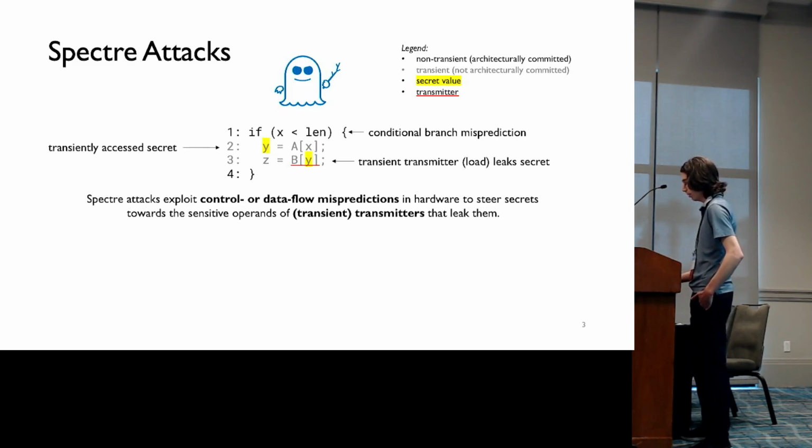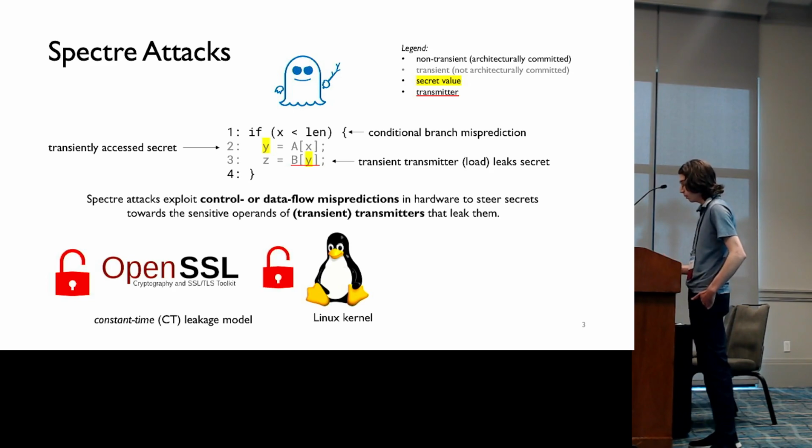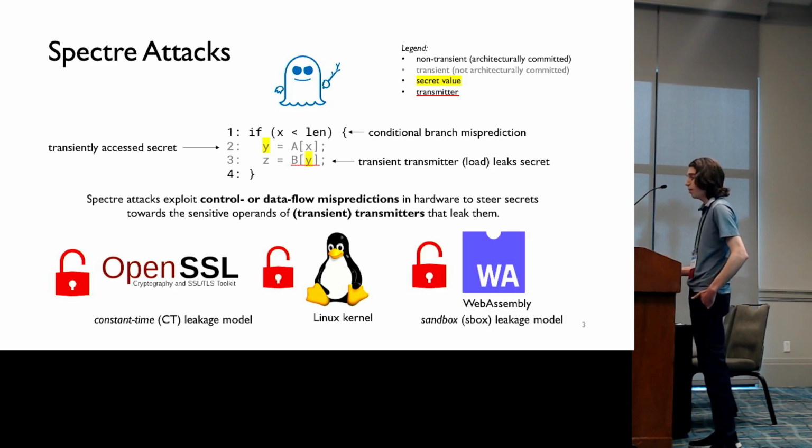So for example, it can coerce a constant time crypto library like OpenSSL to leak its private keys. It can coerce the Linux kernel to leak arbitrary memory of other processes, or it could allow sandboxed WebAssembly code to break out of its sandbox and leak host data.